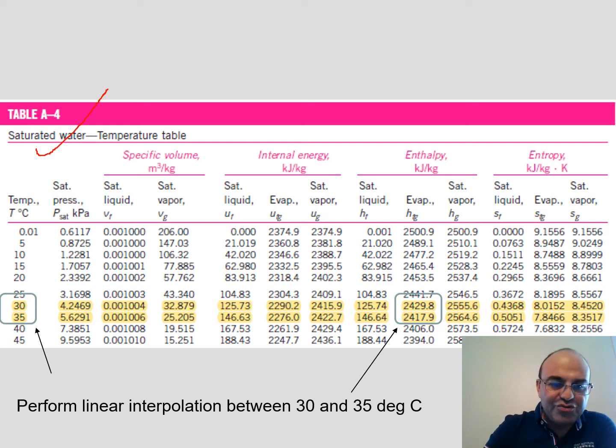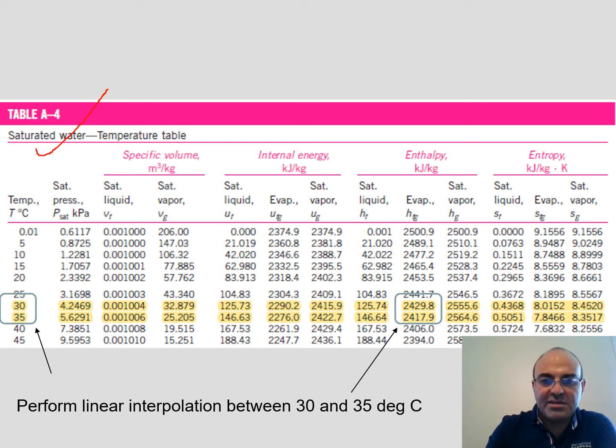Simply, for your line, you have two points. The coordinates of one point are 30 and this h_fg. The coordinates of the second point are 35 degrees C and this value of h_fg. Then you can pass a line, and for the point of interest, you have its h_fg here. You can go ahead and find the corresponding temperature. That's the concept of linear interpolation.